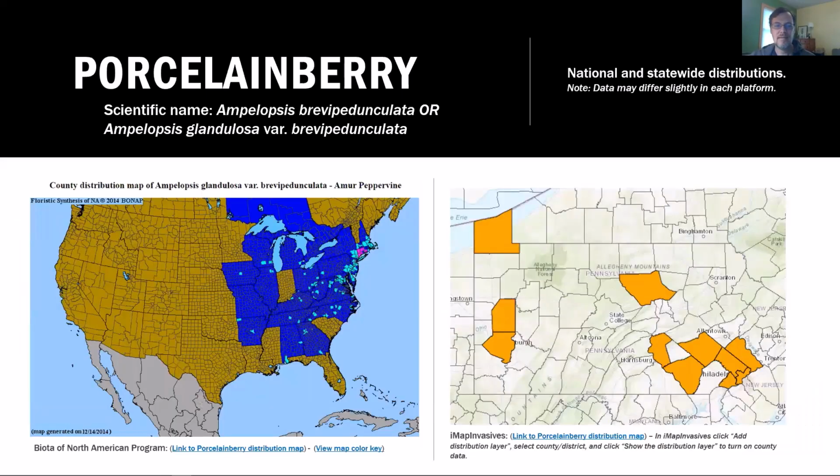Next. So right now, this is mostly in the bigger cities. There's a lot around Philadelphia, as I said. It's starting to become more common here in Pittsburgh, but I think it's starting to get out away from the cities a little bit. So please be on the lookout for porcelainberry. Next.